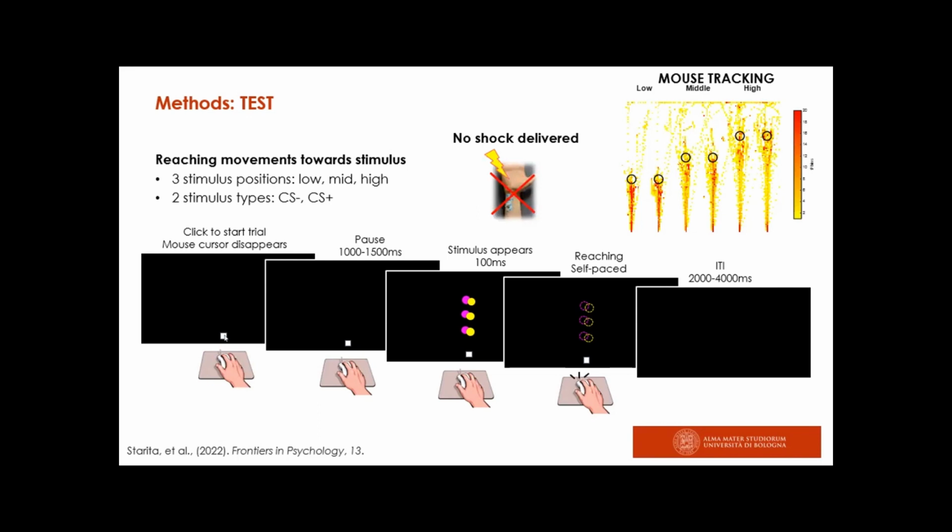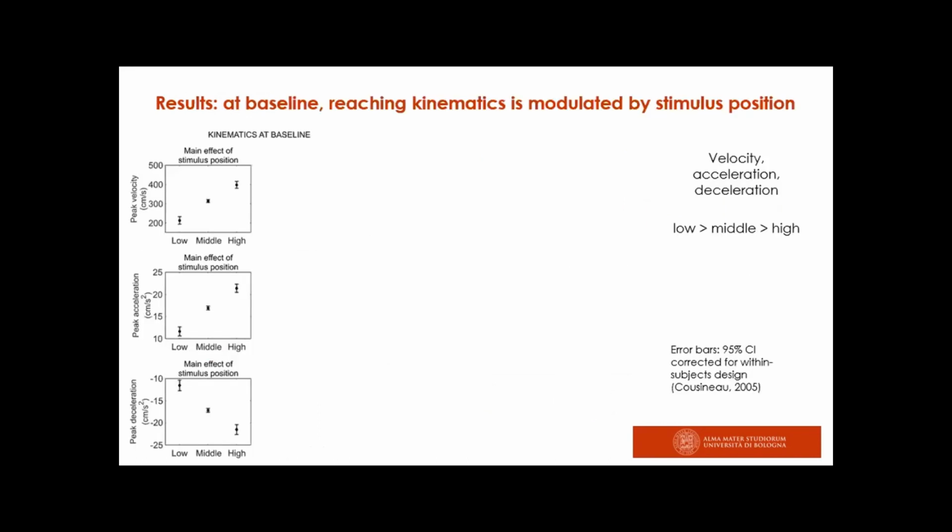The question was whether after having learned that one of the two dots was associated with a shock, for example the pink dot, their kinematics of movement would change. And here are the results. Here is the result at baseline. What you see in these three different graphs are different kinematic parameters: the peak velocity of the movement, the peak acceleration, and the peak deceleration of the movement.